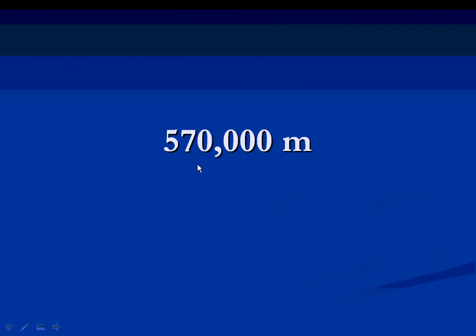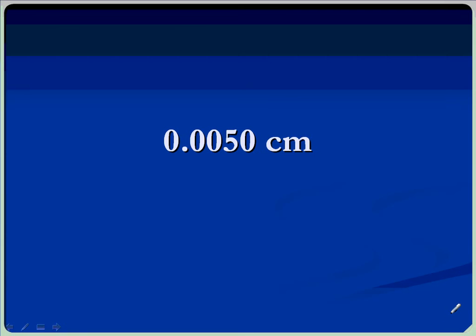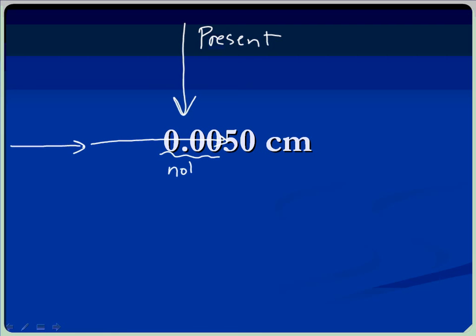Let's do another one. I'm going to do 0.0050 centimeters. This is a case where the decimal is present. So we start on the Pacific side. All right, it's a big misconception to stop at the decimal. Don't stop at the decimal. Stop at the first non-zero digit. So I'm going to keep going until I hit the first non-zero digit, which is the 5. That means all of these zeros are not significant. Again, don't stop at the decimal.